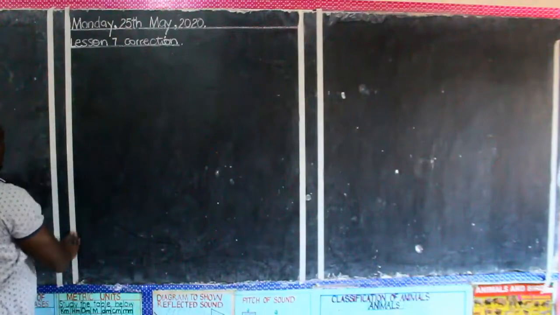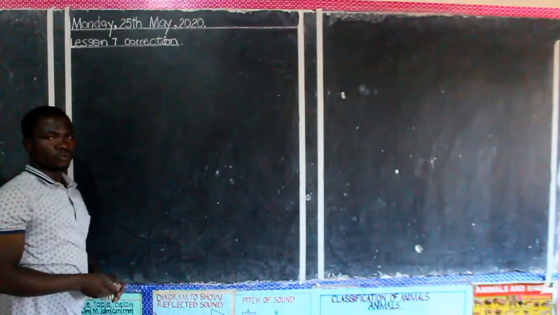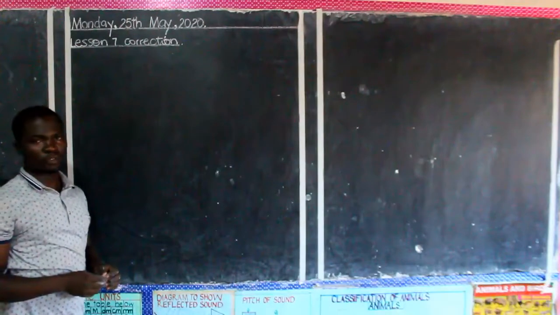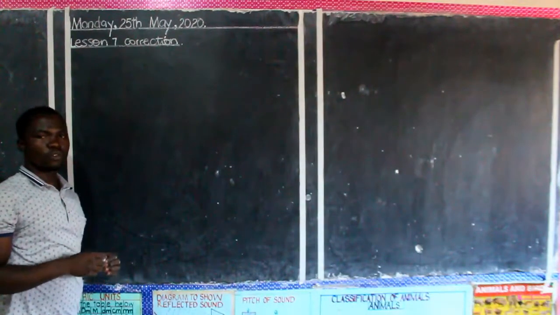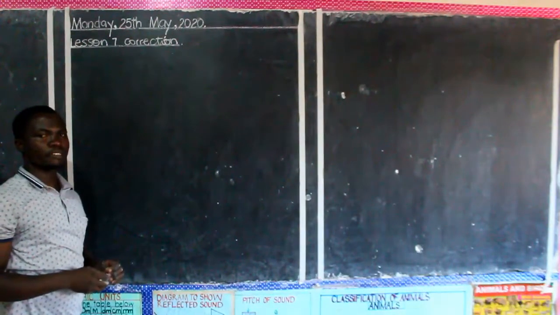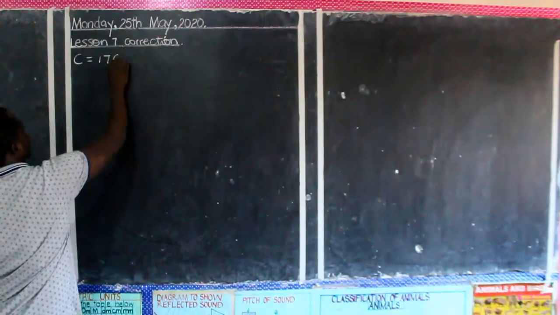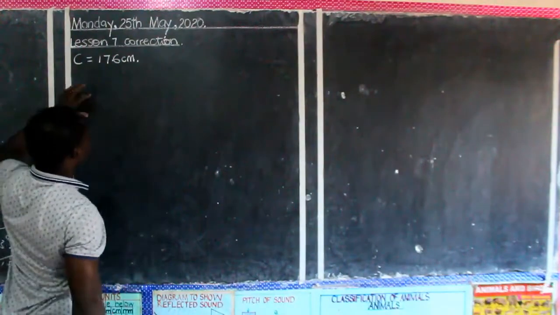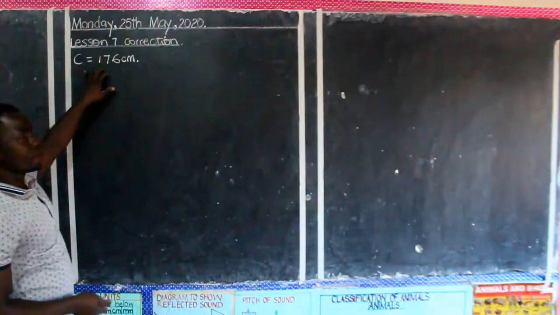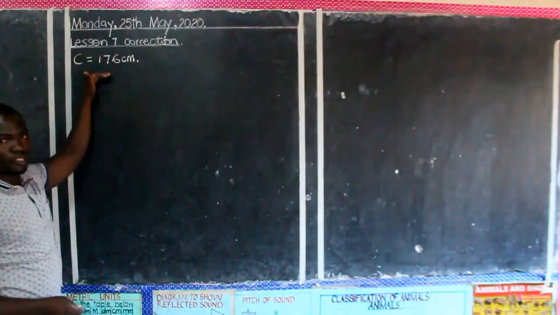The question I want to look at is the other one, where they gave you the circumference of 176 centimeters when they're asking for area. The question was, find the area of the circle whose circumference is 176 centimeters. So before you get the area, first find the radius. Okay? And that is what we say.